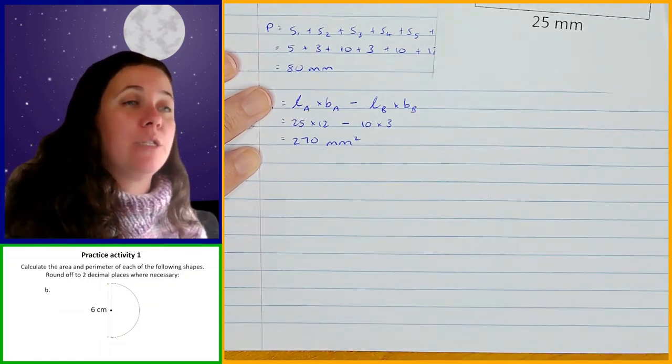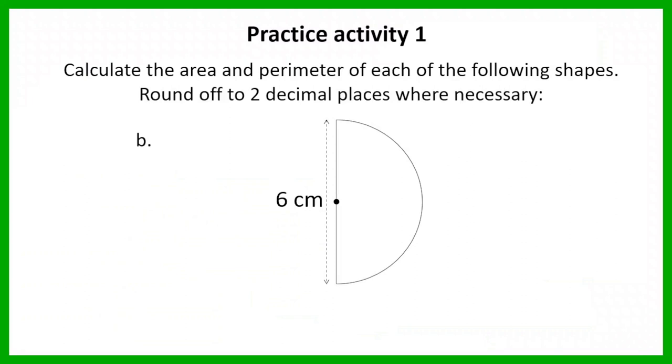Question B is a little bit different. Here you have got a half circle, okay? You need to work out the area and perimeter of this half circle. I'm going to give you 2 minutes to work this out.